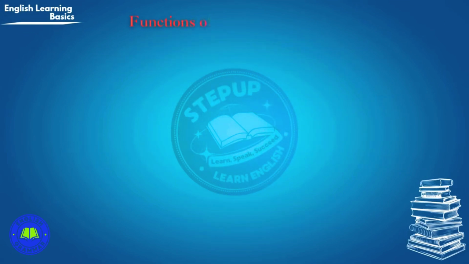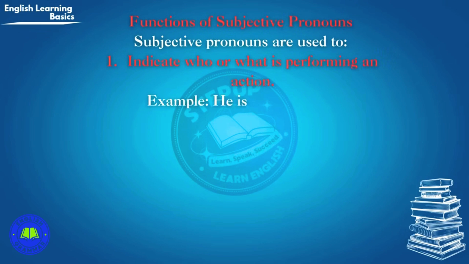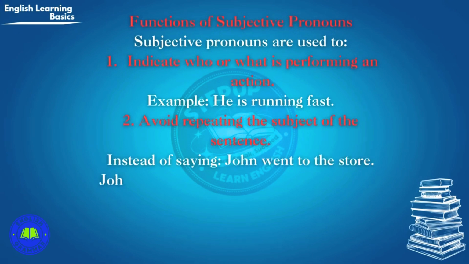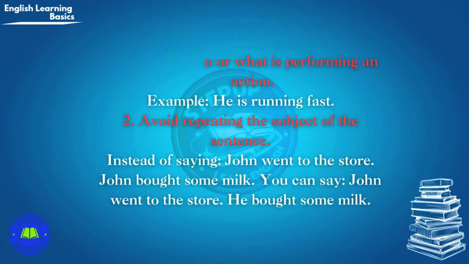Functions of subjective pronouns. Subjective pronouns are used to: 1. Indicate who or what is performing an action. Example: He is running fast. 2. Avoid repeating the subject of the sentence. Instead of saying, "John went to the store, John bought some milk," you can say, "John went to the store. He bought some milk."